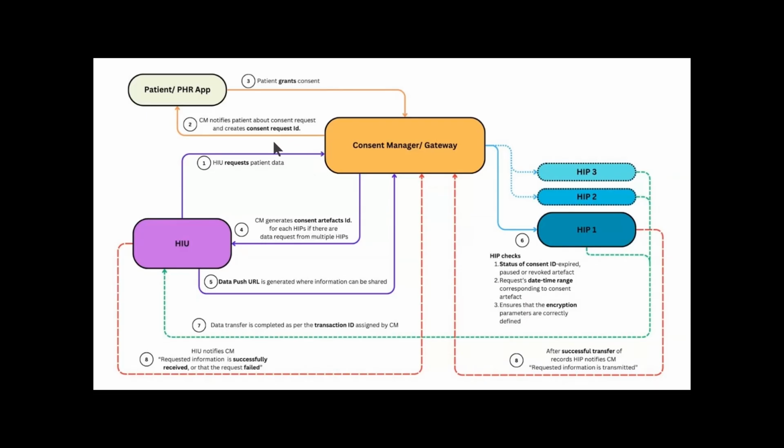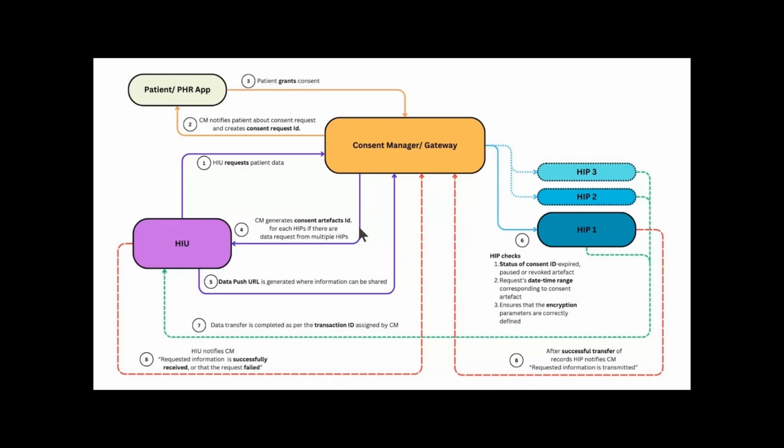Step 2. CM notifies the patient and creates Consent Request ID. Once the HIU makes the request, the Consent Manager notifies the patient through the Patient PHR, Personal Health Record, app. The CM generates a Consent Request ID for tracking the request and asks the patient to grant or deny permission for accessing their health data. Step 3. Patient grants consent. The patient reviews the consent request in their PHR app and grants permission for the HIU to access their health data. Once granted, the process moves forward, and the Consent Manager can now handle the data transfer.